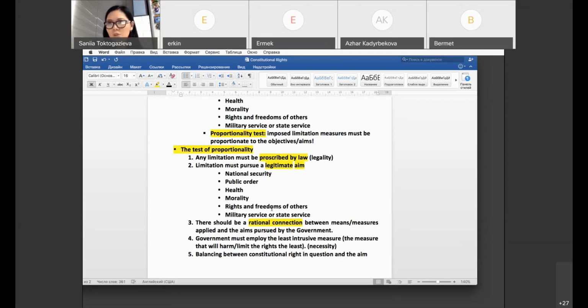So as you can see, next class we will continue with other cases generally, but this is a very important topic, guys, because at the end of the day, every single law in the Kyrgyz Republic is about limitation of constitutional rights, one way or the other. And the most important thing is that any limitation must pass the proportionality test.